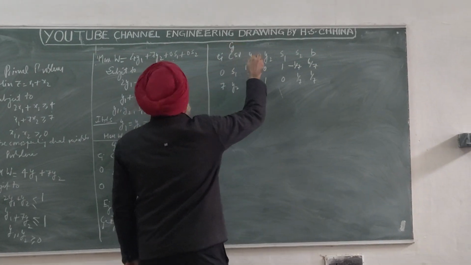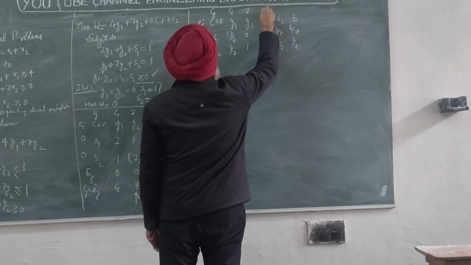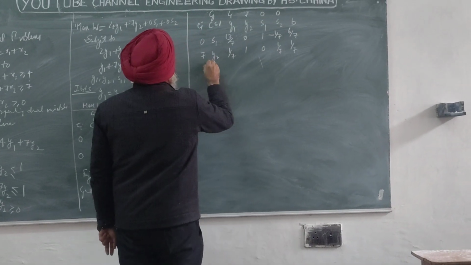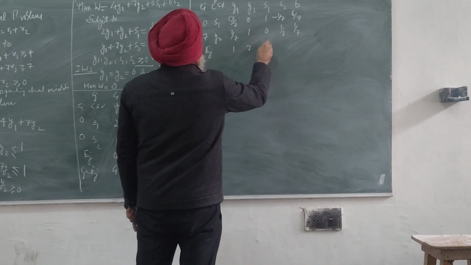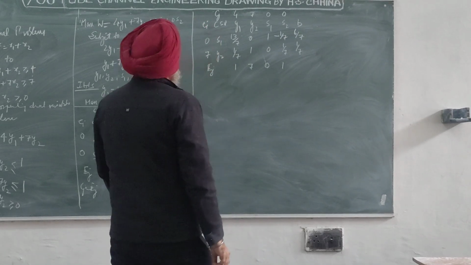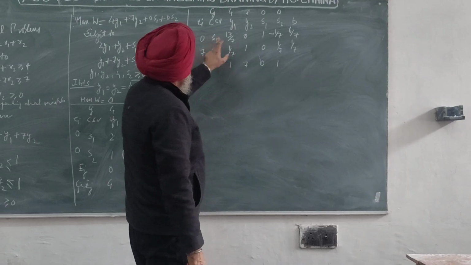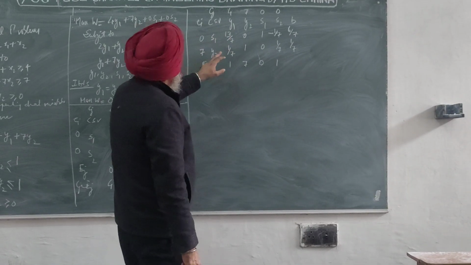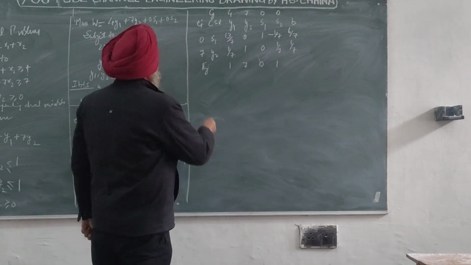This is Cj. What is the value of Cj? Here it is 4, 7, 0, 0. Calculate Ej. Again, this is 1, this is 7, this is 0, this is 1. Clear? So multiply the whole column with the corresponding elements. If we multiply and add, ignore this one because here it is 0. So look at here, this is the value which we are getting.